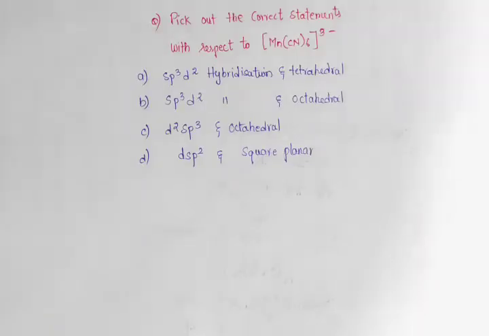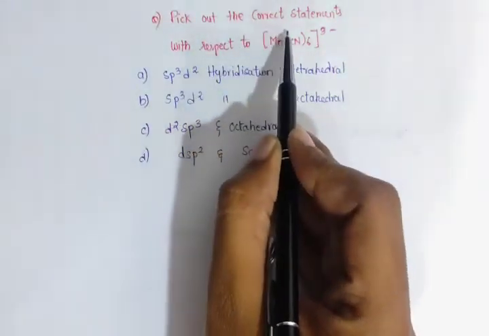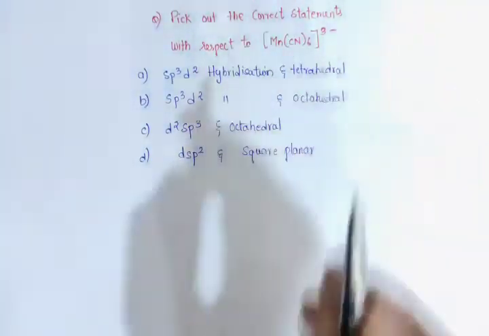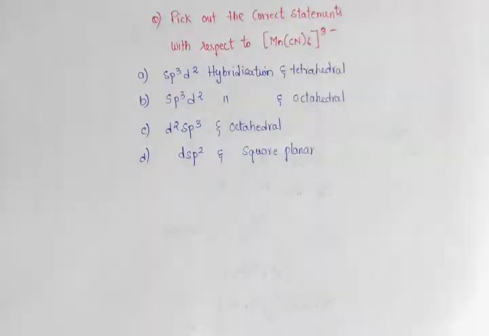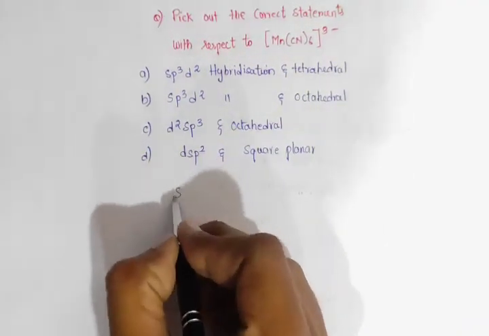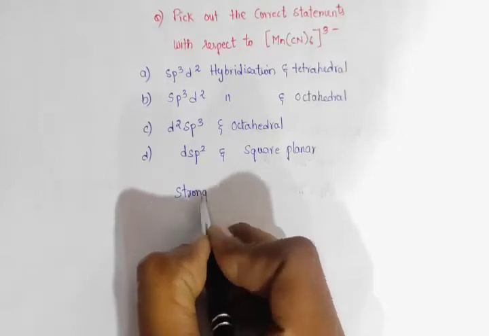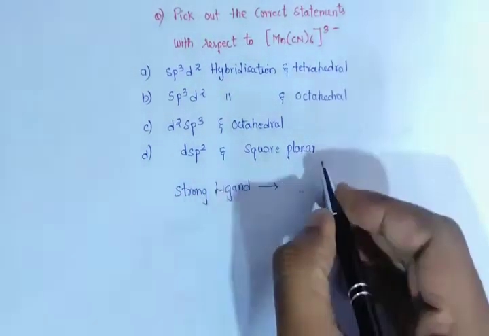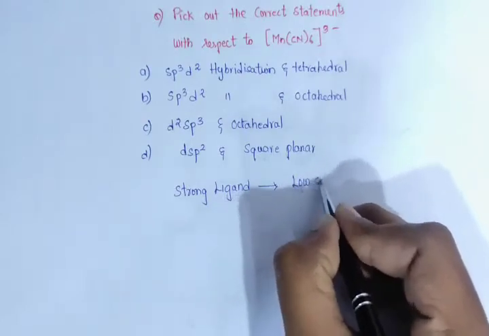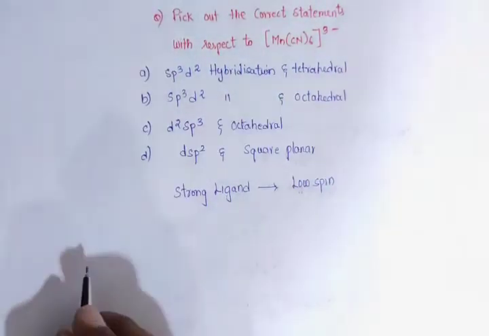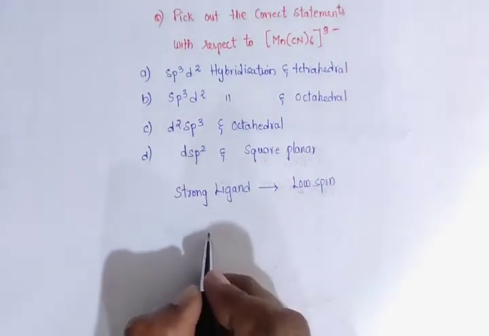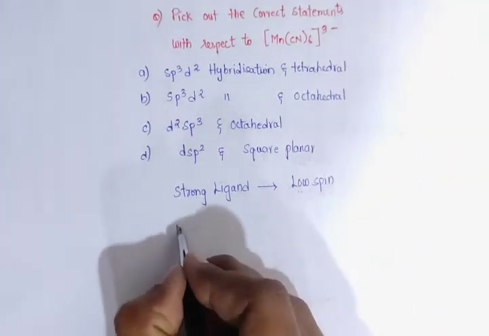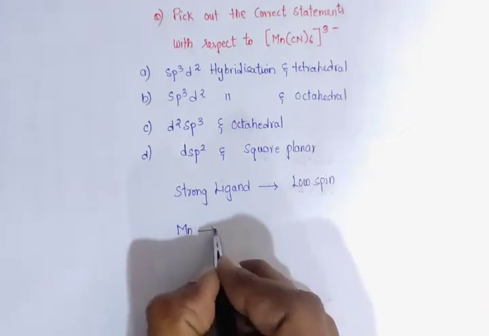Let's read the next question: pick out the correct statements with respect to the manganese cyanide complex. We know cyanide is a strong field ligand. A strong ligand forms low spin complexes, and vice versa: if the ligand is weak, then it forms a high spin complex.